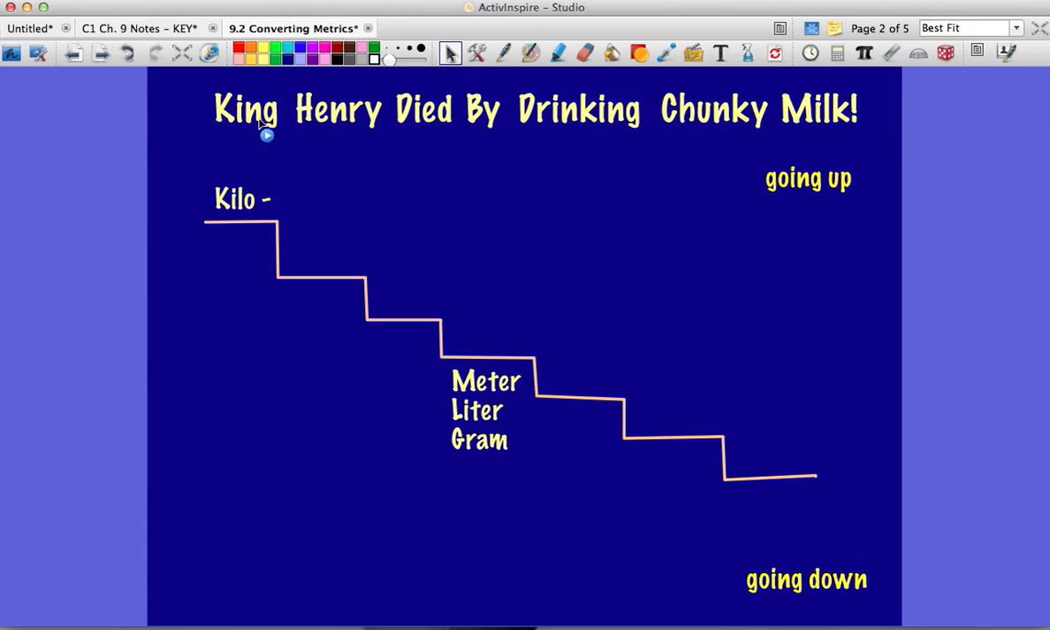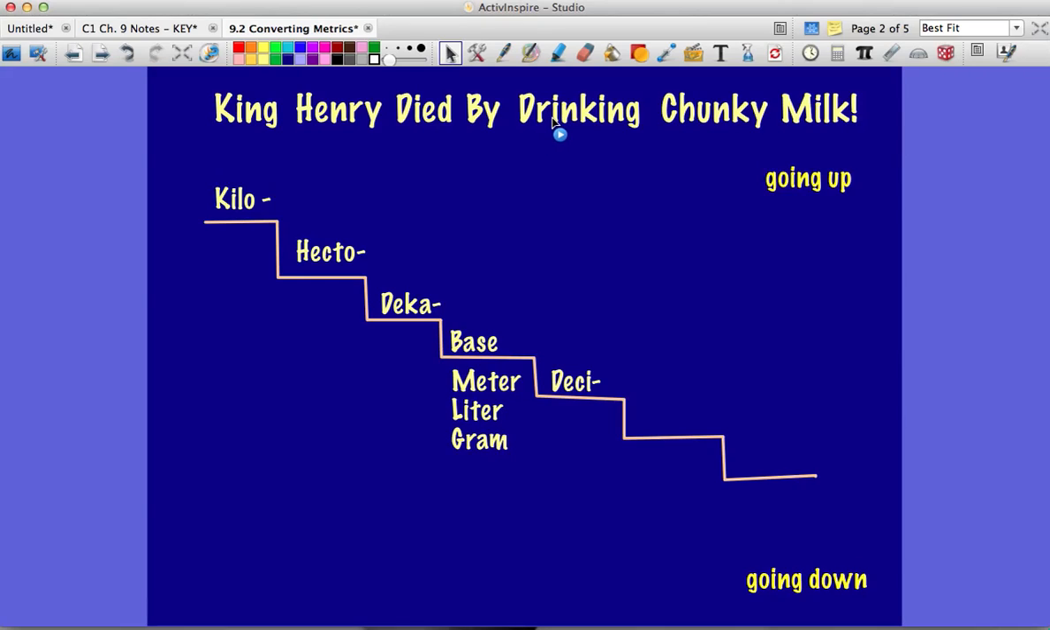The K in king stands for kilo. That is the biggest of the metric units. Henry stands for hecto. Died stands for deca. The B stands for base. These are all of our base units, so your meters, liters, and grams. Each of these prefixes goes on the front of these words to let you know how big or how small each of these is.